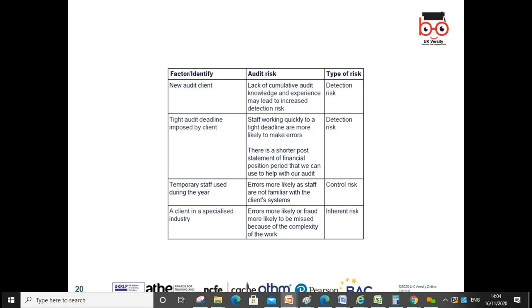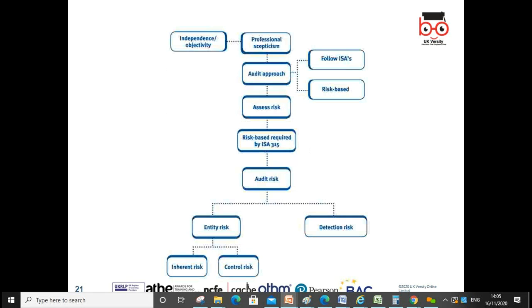Temporary staff during the year. So temporary staff, that can be control risk. Yes, and the client being in a specialist industry is inherent risk. Any question? This is fine. Finding different risks and associating the type of risk is fine.